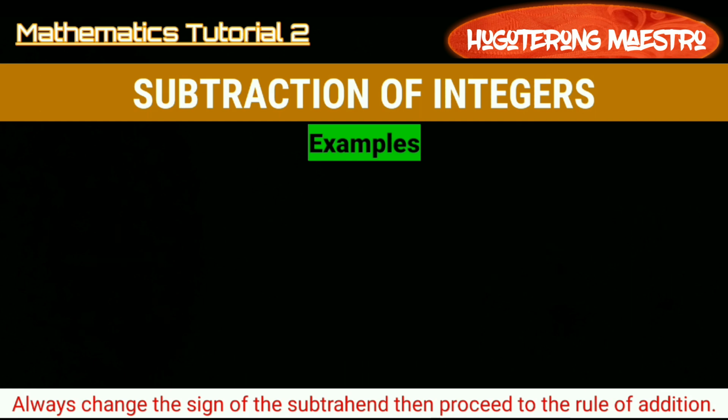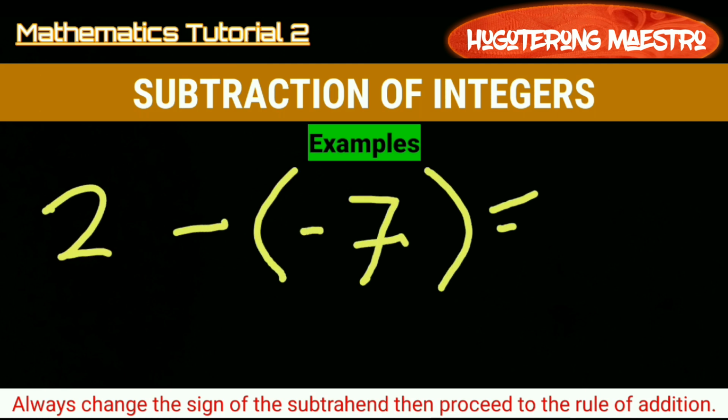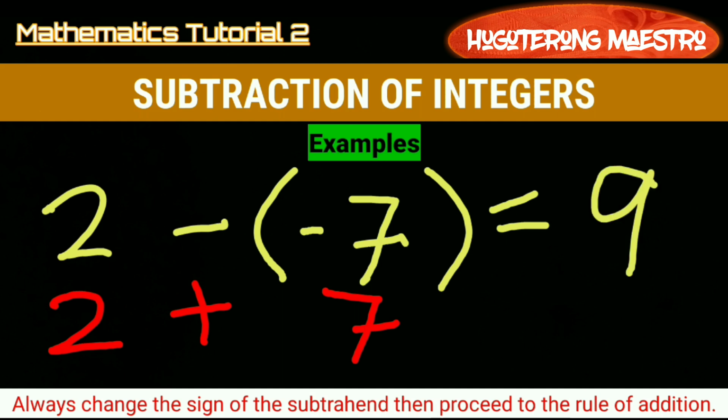Another example. 2 minus negative 7. So, ang una natin gawin ay i-change ang operation into addition. Pagkatapos, ay i-change natin ang sign ng ating subtrahend. I-apply naman natin ngayon ang rule of addition. So, ang sagot natin ay positive 9.